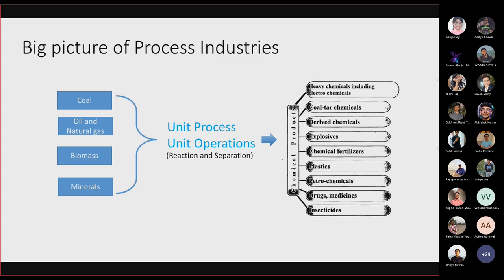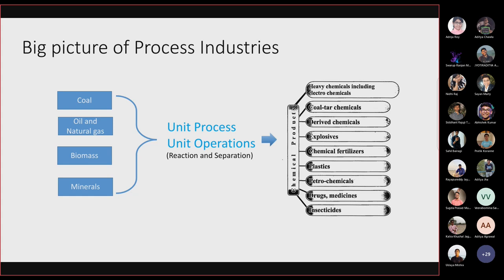So that's what I'm just showing here. This is a big picture of process industries. So we have coal, oil, natural gas, biomass, and minerals. These are the natural resources available to us. We take these natural resources and we process them in chemical process industries.